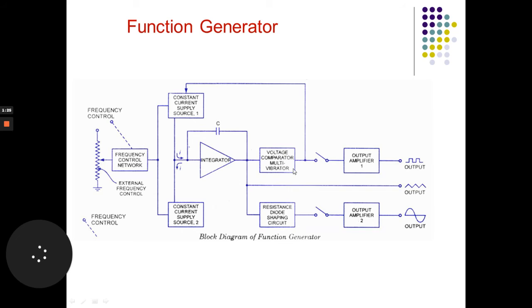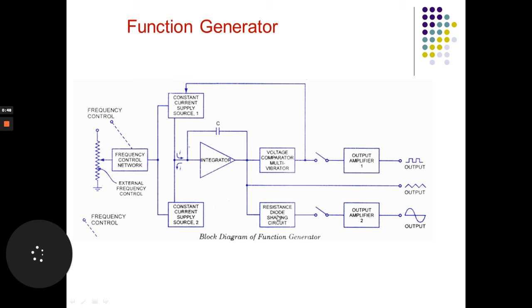As we know, the comparator, or the multivibrator, is a square wave generator, so the output of the multivibrator will be a square wave depending upon the input voltage at its input. Similarly, as we have seen, the integrator output is triangular, and the output of the multivibrator is a square wave.